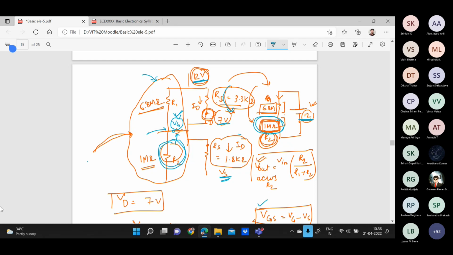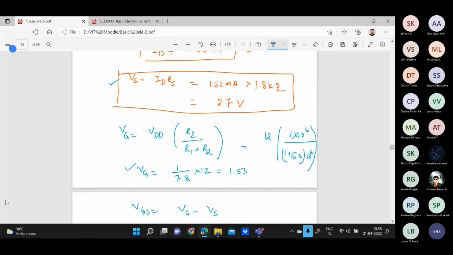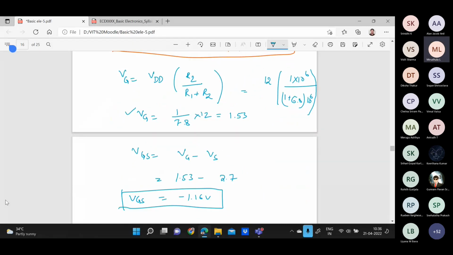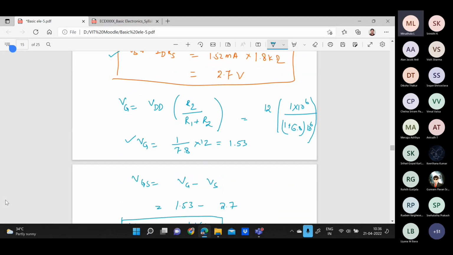Right? Now we will go to this. Okay, so we will start. Yes. For finding out VG, why is R1 not affecting it, so only R2? No, it's affecting because R1 is there, right? Okay.